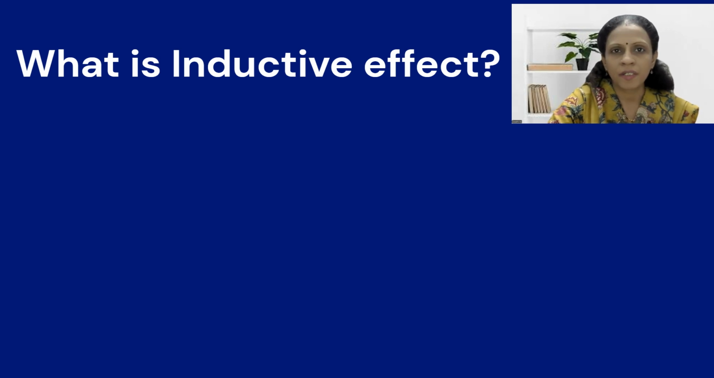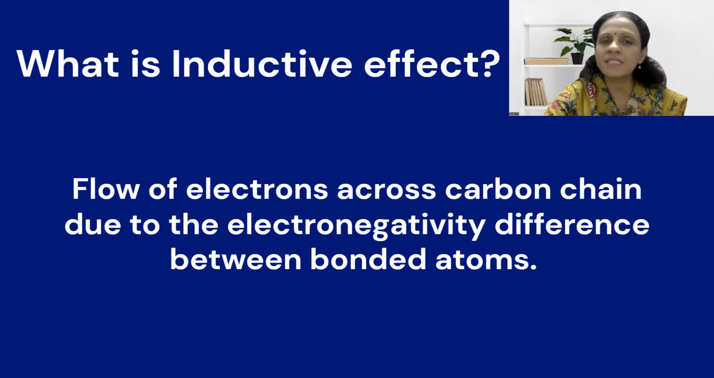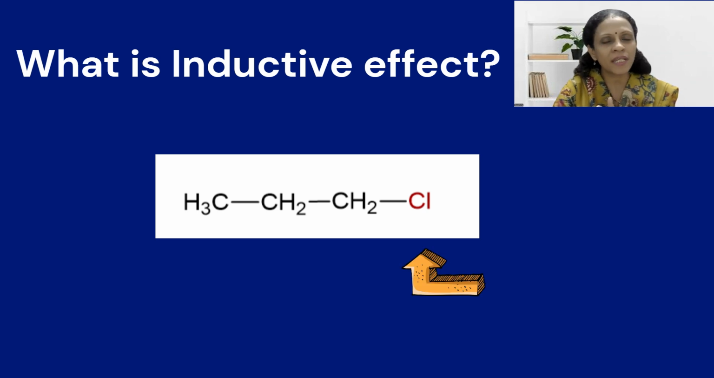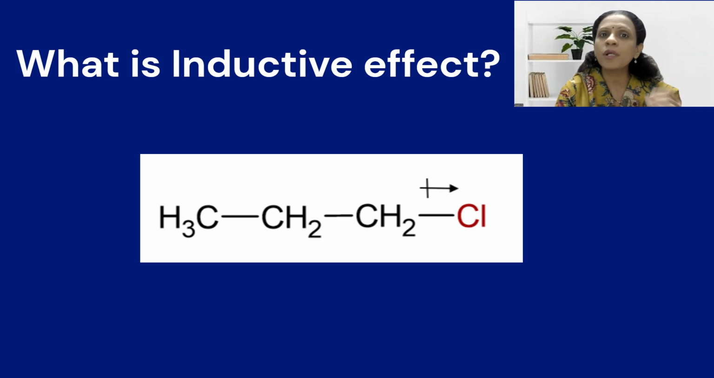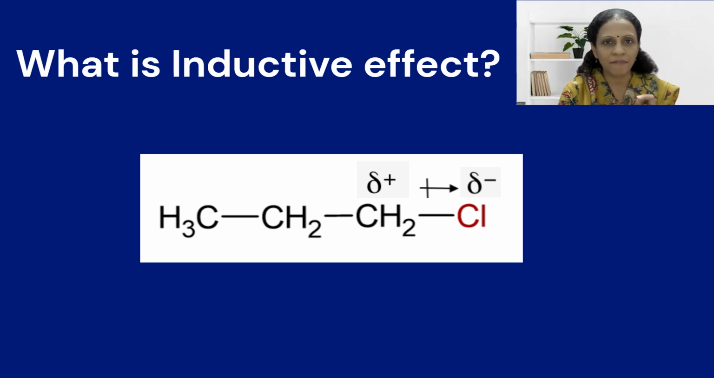What is inductive effect? There will be flow of electrons from one side of the molecule to the other side due to the electronegativity differences between the bonded atoms. This creates regions of high electron density and low electron density in a molecule. So wherever low electron density is there, that causes generation of partial positive charge, and wherever high electron density is there, those atoms or groups will be attaining partial negative charge. So this type of effect is known as inductive effect, and it is one of the permanent effects.